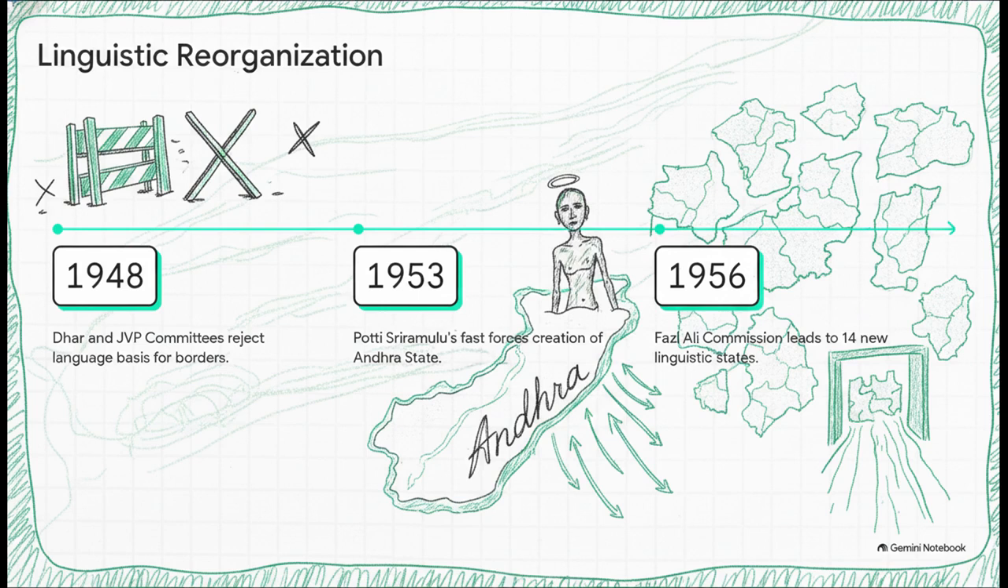It all culminated in the tragic 56-day hunger strike and eventual death of Pothi Srimolu in 1952. This massive event essentially forced the government's hand, leading to the creation of the first linguistic state, Andhra, in 1953. And that opened the floodgates. It led straight to the Fazali Commission and that sweeping linguistic reorganization of 1956 we just talked about.